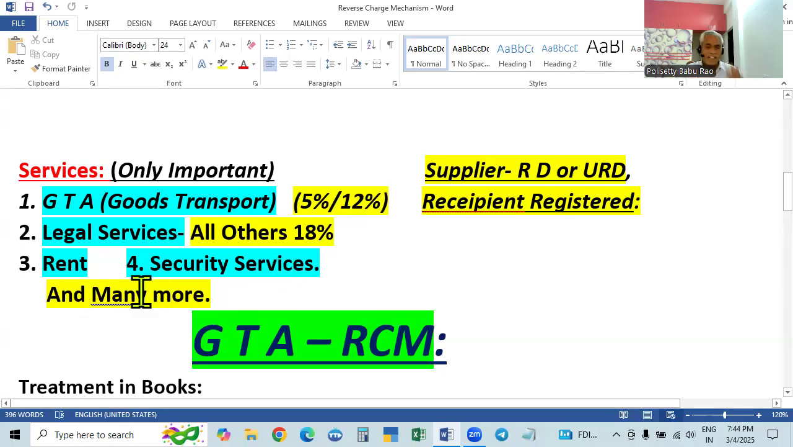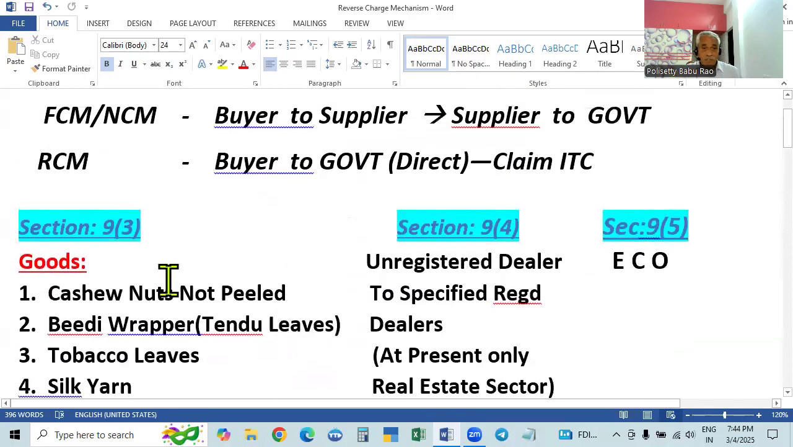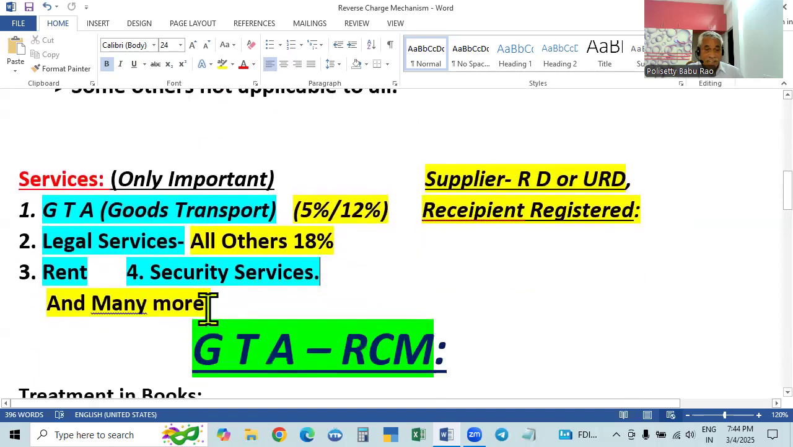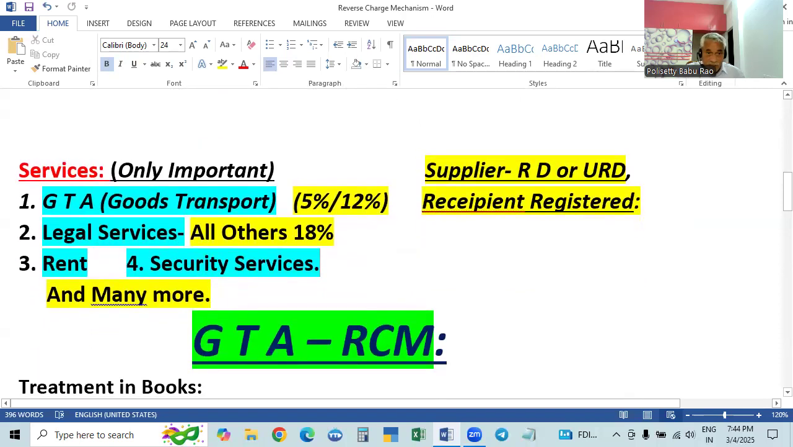In addition, there are many other things. All are not applicable to everyone. Only these three we will take up. This is about Section 9(3). Section 9, subsection 3. We will discuss this GTA later.